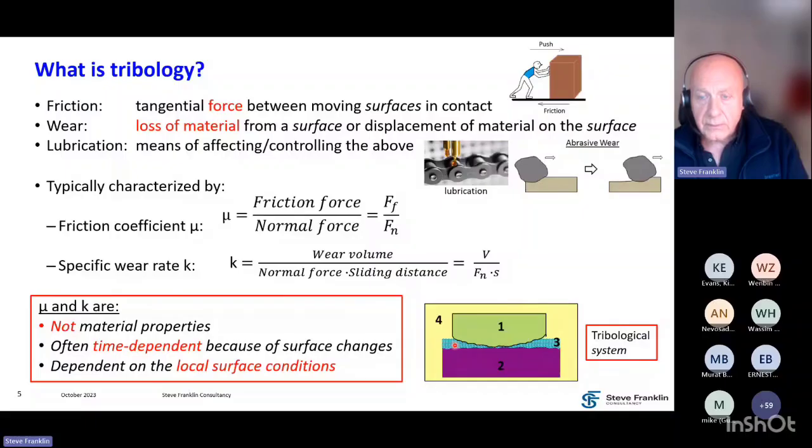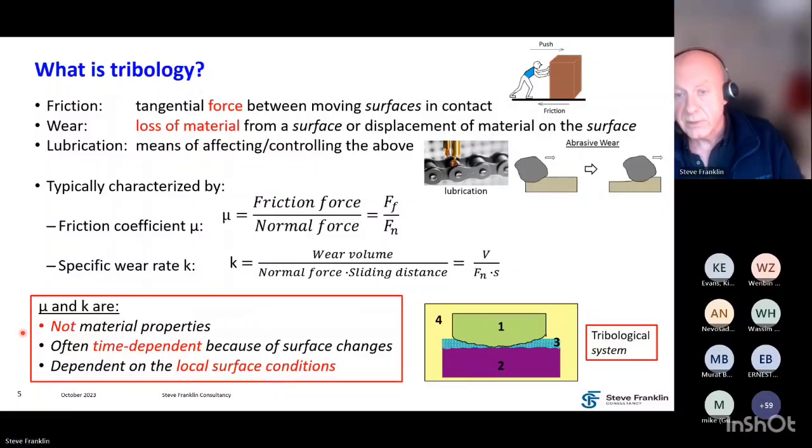And just to say straight away that these two characteristics, the friction coefficient and the specific wear rate, are certainly not material properties. A lot of people think they are, but they're certainly not. They're often time dependent, because the surface changes, and over time things happen on the surface, and that means that friction and wear are time dependent, and they're very much dependent on the local surface conditions.